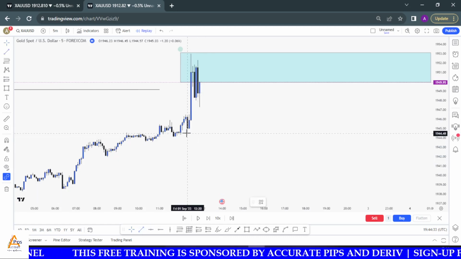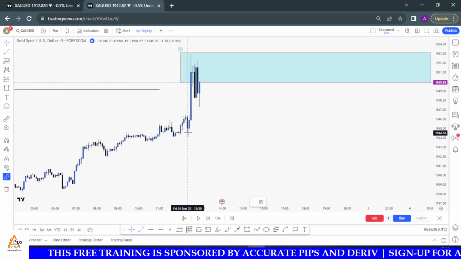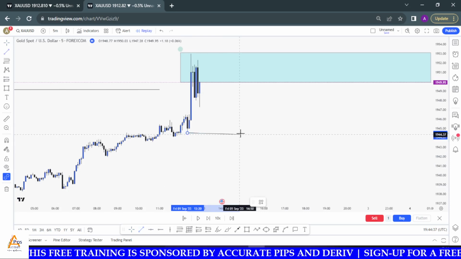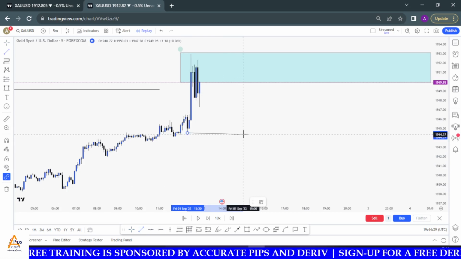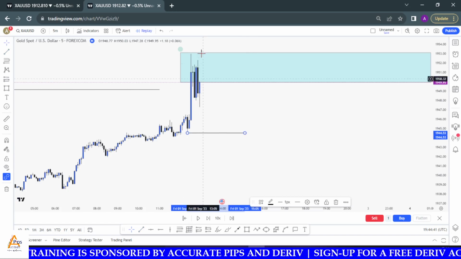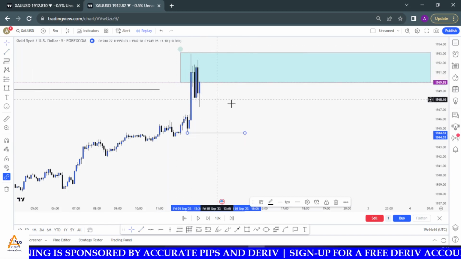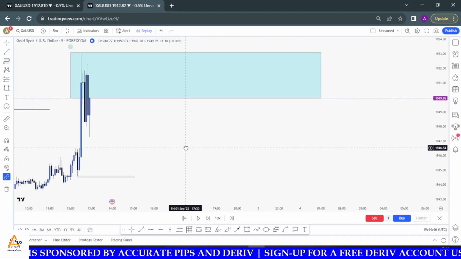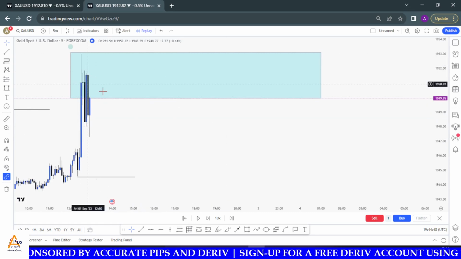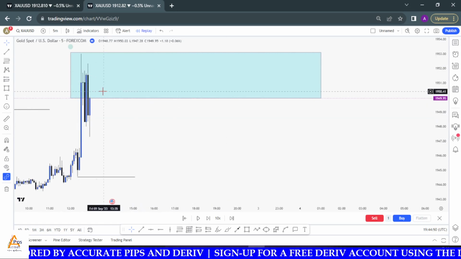So if price happens to take this low here, and it gives me any single candle order block in this area, then I can look to make an entry, an aggressive entry. I call it aggressive entry.